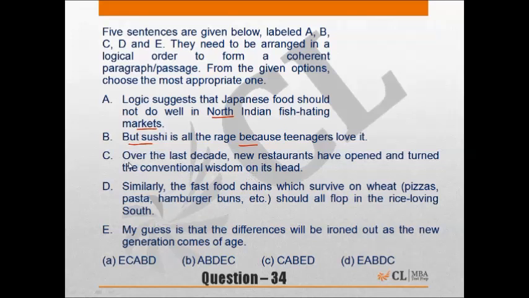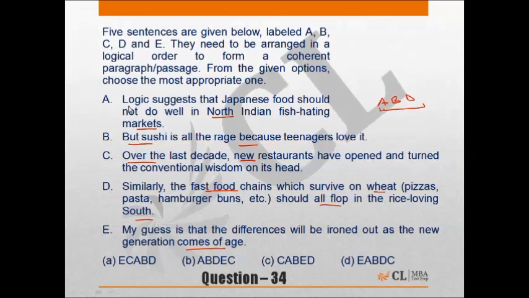Okay, over the last decade, new restaurants have opened. Statement D. Similarly, fast food chains which survive on wheat should flop in rice-loving South. Statement E. My guess is that the differences will be ironed out as the new generation comes of age. Not a difficult one. A, B, D should be together. This should be obvious.